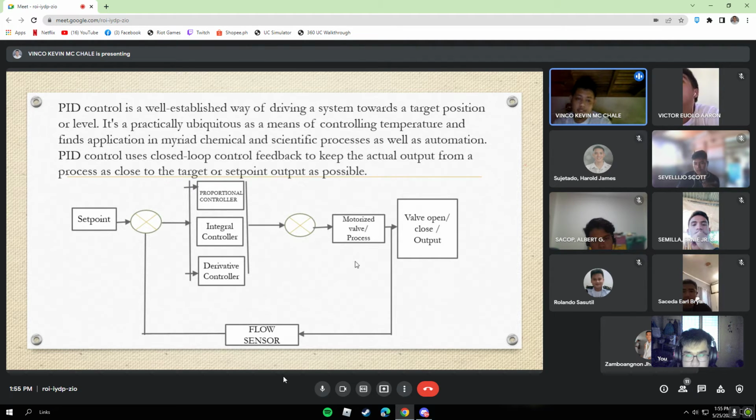So this is our diagram. We have here the set point, the error, and then the PID controller, or proportional integral derivative controller, and then the motorized valve, and then the output which is valve open, and then the flow sensor, and then it goes back to the error.